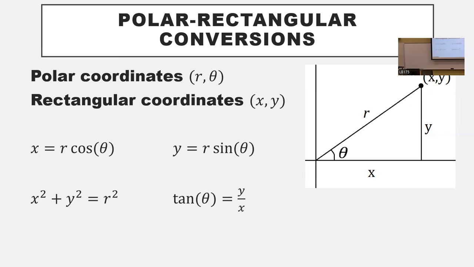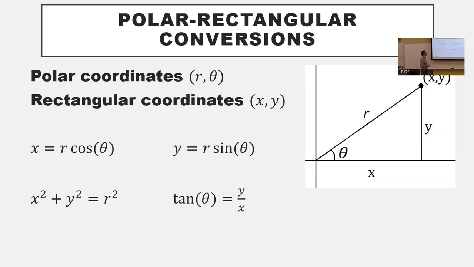By the way, cosine of theta is going to be x over r. That's just a rewrite of this first one. You divide both sides by r. That makes sense. So I'm talking about SOHCAHTOA here. So the tangent part of SOHCAHTOA gives us y over x.